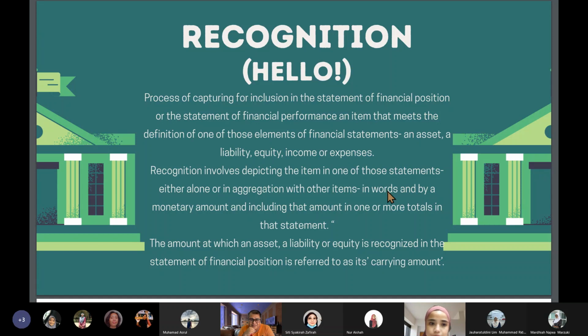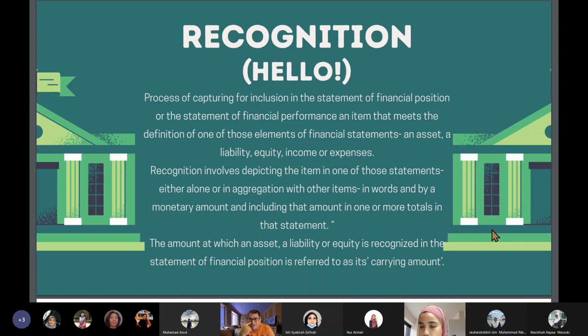Okay. So the process of capturing for inclusion in the statement of financial position or the statement of financial performance an item that meets the definition of one of those elements of financial statements, such as an asset, a liability, equity, income, or expenses. So recognition involves depicting the item in one of those statements, either alone or in aggregation with other items, in words and by a monetary amount, and including the amount in one or more totals in that statement. So the amount at which an asset, a liability, or equity is recognized in the statements of financial position is referred to as the amount.